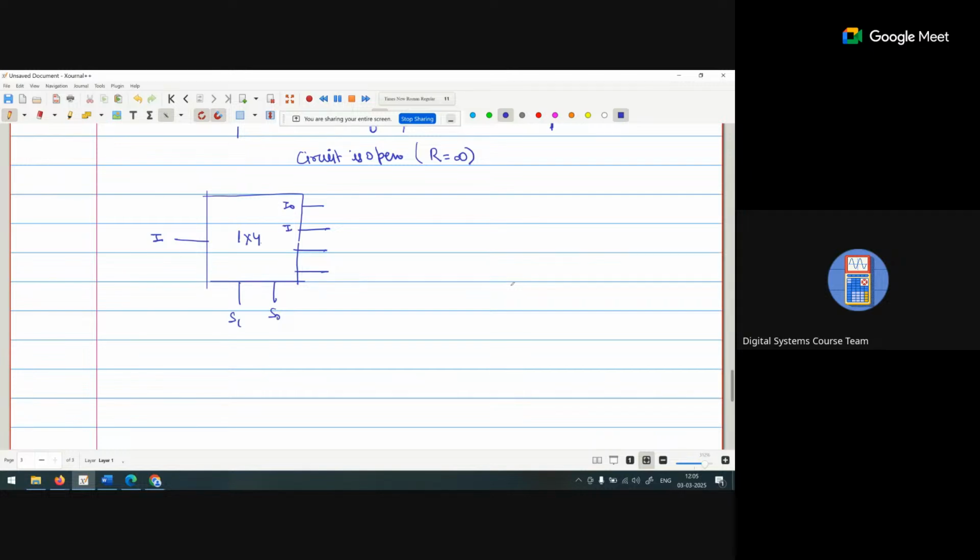Y naught, Y1, Y2, and Y3. So what is the value of Y naught? That is S1 bar, S naught bar I; S1 bar, S naught I; S1, S naught bar I; and S1, S naught I. Now what is the decoder? Decoder is the same thing, but instead of I, there is an enable pin. So that is a 2 cross 4.